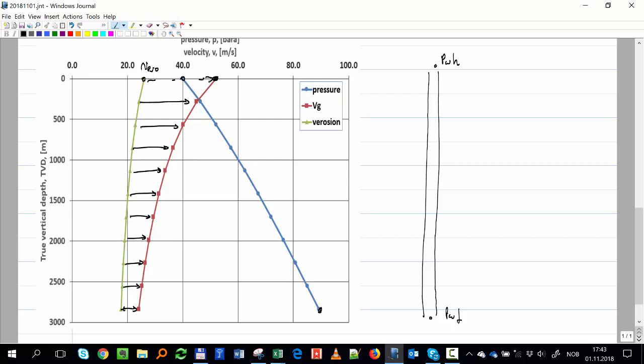Okay? So we have checked the first step that we discussed yesterday, this erosional velocity. Did you get it? That's the next step.